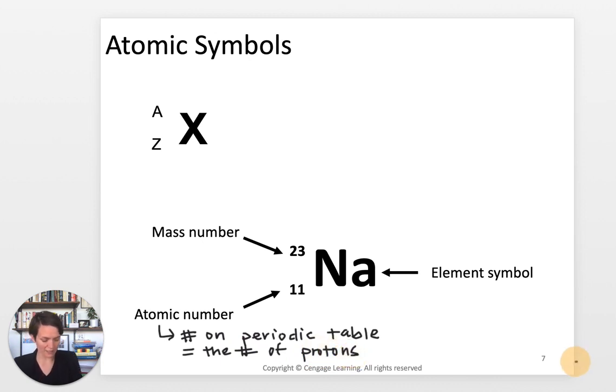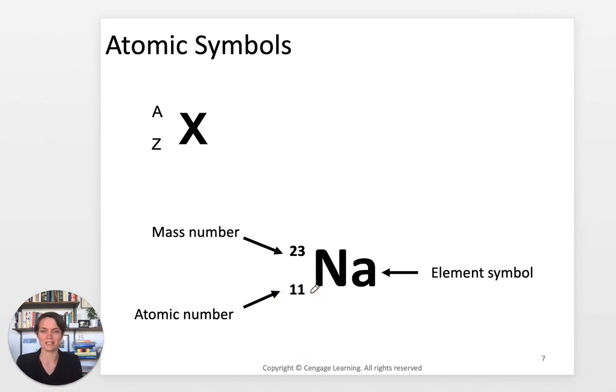So one fun fact is that because we already have the element symbol, the atomic number is kind of redundant, right? You can't have sodium unless it has 11 protons. So you will see, especially in scientific papers or even in our textbook in future chapters, this will sometimes be omitted, but we are not going to omit it because it is part of this atomic symbol. So atomic number is your number of protons.